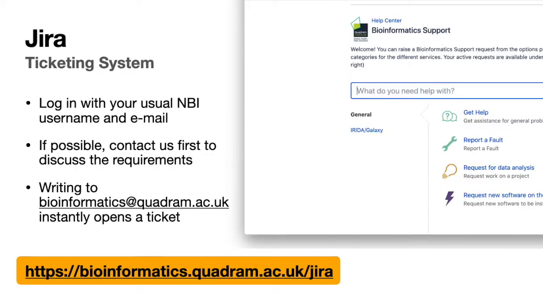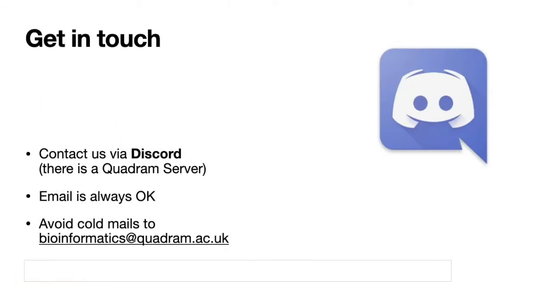If you have problems, we have a ticketing system called Jira. Both Confluence and Jira work with your usual NBI username and email. Of course, we are also present in the QIB Discord server. You can always reach out via email, but bioinformatics@quorum.ac.uk is not a regular email, it's rather an access point for the ticketing system, so no human person is actually checking those emails. It's part of the system.